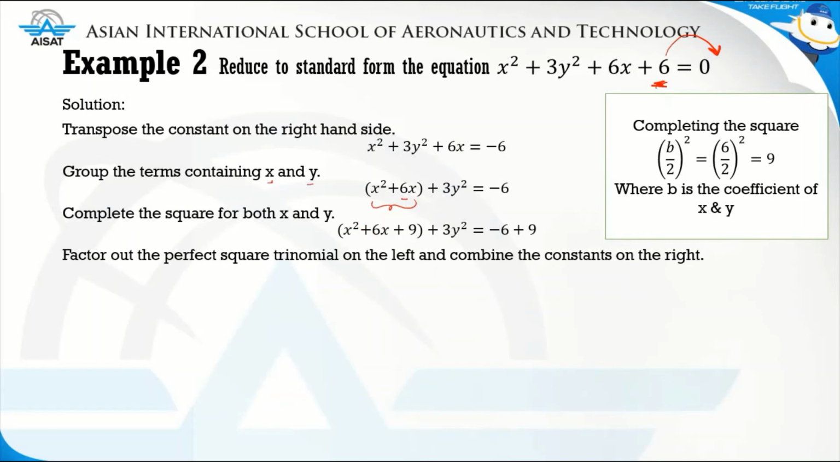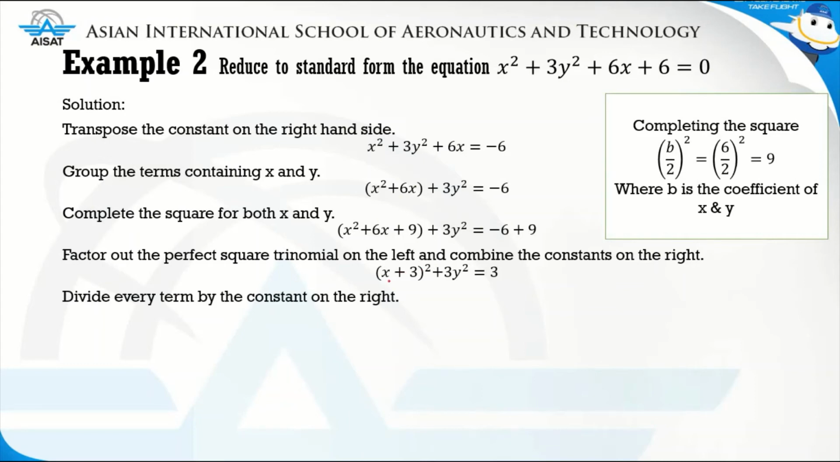So to factor out our perfect square trinomial, we simply just have to square root x squared and 9. So the square root of x squared is x, the square root of 9 is 3, and then put a squared, and then add 3y squared and combine like terms on the right. So we'll end up with the quantity of x plus 3 quantity squared plus 3y squared is equal to 3. And now for the next step, we have to divide every term by the constant on the right.